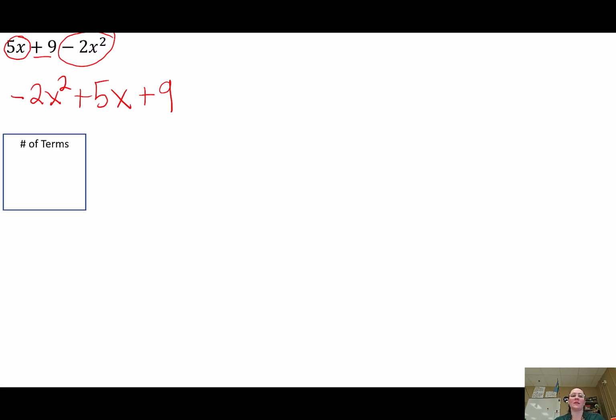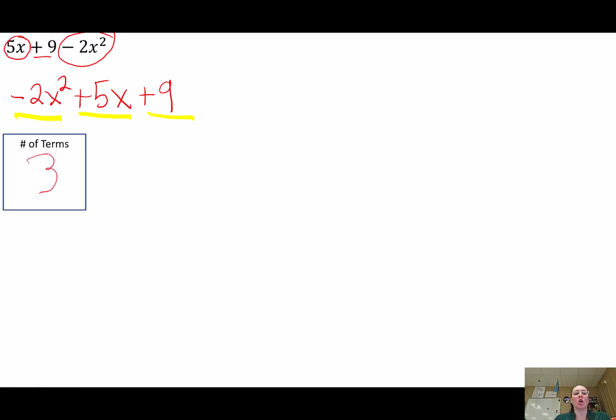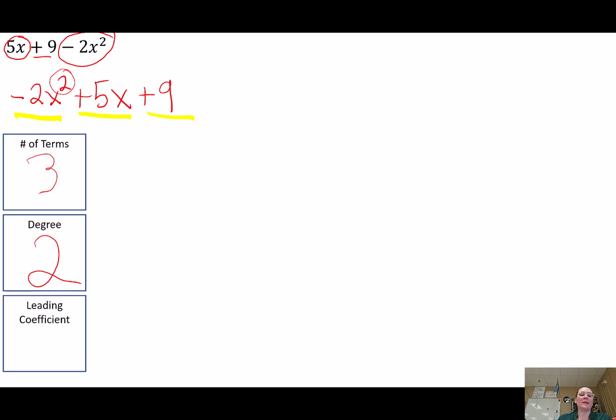Now, how many terms did I have? Well, how many times is it separated? I have 1, 2, 3. So I have 3 terms in this polynomial. The degree, remember, is my largest exponent. My largest exponent here is 2, so my degree is 2. And the leading coefficient in this case would be the coefficient of the term with the largest exponent, so negative 2.